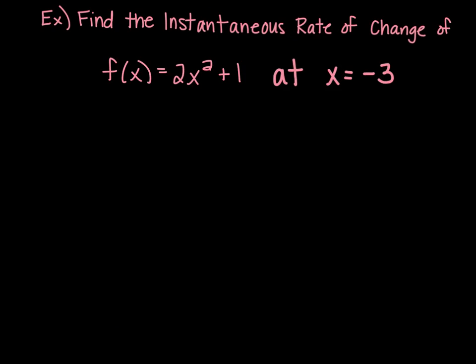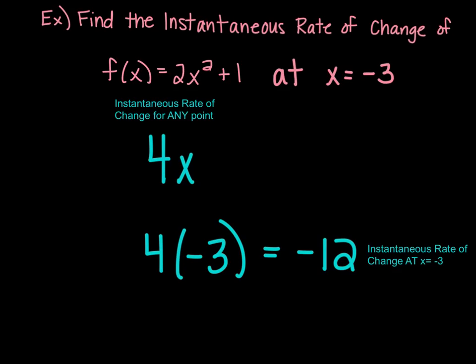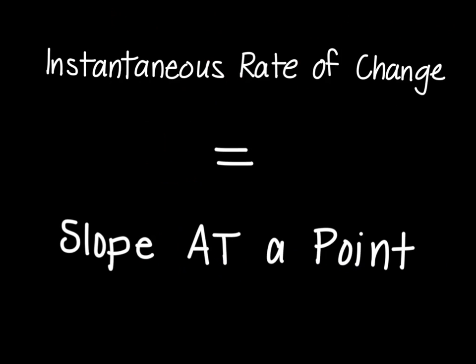If I go back to the original problem, I'm finding the instantaneous rate of change at x equals -3. So using the formula that I got, I can substitute my x equals -3 and simplify to get -12, which is the slope for 2x squared plus 1 at x equals -3. Since we use the average slope formula to find this instantaneous rate of change, we now know that instantaneous rate of change is the slope of a given function at a point. Not the average over an interval, but the slope at a point.